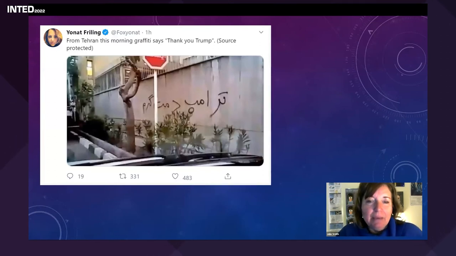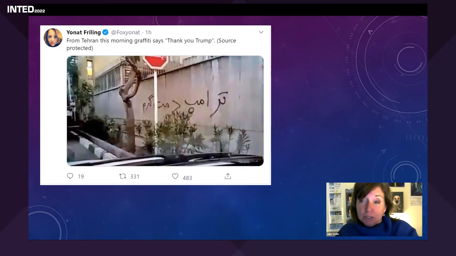Now, this came out right before the 2020 election, and it said, from Tehran this morning, graffiti says, "Thank you, Trump," source protected, red flag. Now, this account has a blue check mark, right? That doesn't necessarily mean that whatever is posted on this account is accurate. What it simply states is that Twitter has verified that that account is run by the person that claims to run the account.